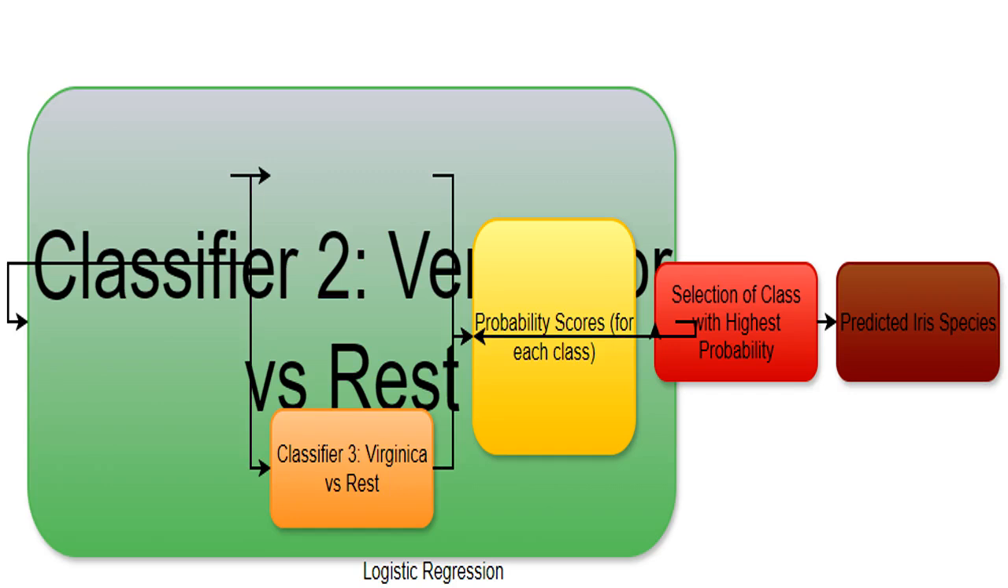Similar to classifier 1, but this classifier focuses on iris versicolor. This classifier learns to differentiate iris versicolor from Iris setosa, and Iris virginica. Think of it as learning the unique features of Iris versicolor in comparison to the other iris types.